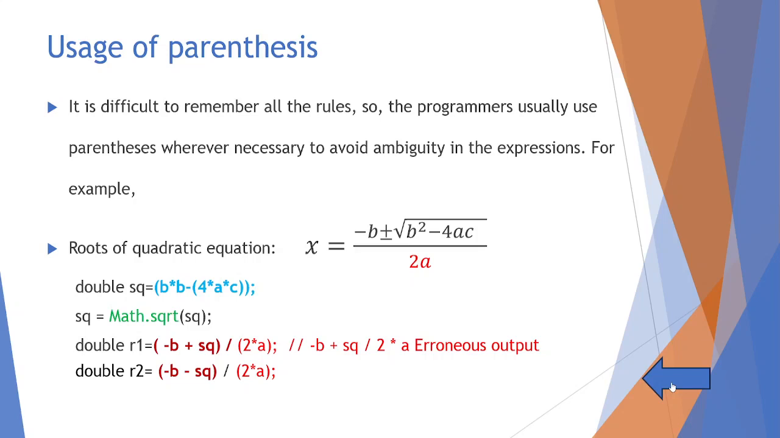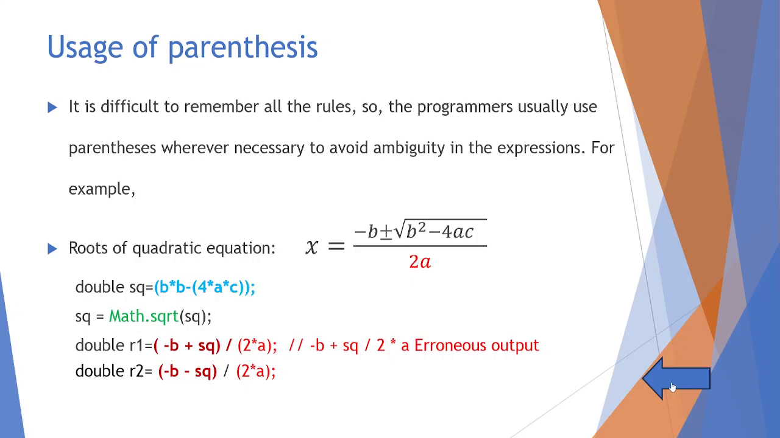Now we have to do minus b. There will be two roots: minus b plus the square root, whatever it may be, by 2a, and minus b minus the square root of that b square minus 4ac, by 2a. Here ambiguity arises. See the comments: minus b plus sq divided by 2 into a. If I write without parentheses, what happens? It will see minus, plus, division, multiplication. Division and multiplication have the higher precedence, so whichever comes first. So sq by 2 will happen first, and whatever the answer, into a will happen. Then only plus and whatever minus b.